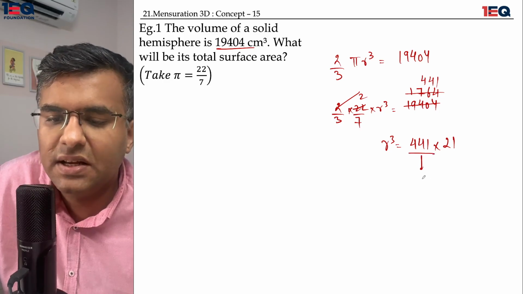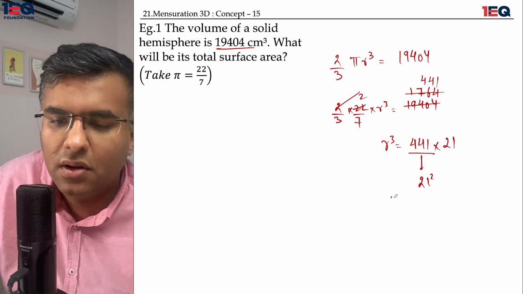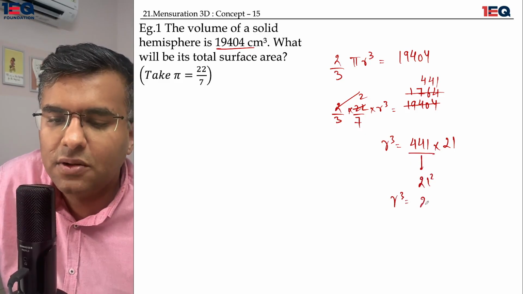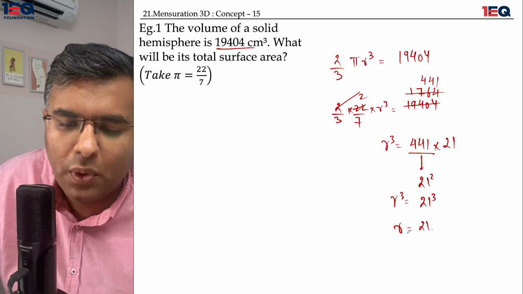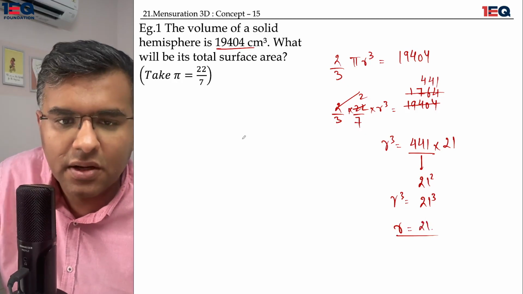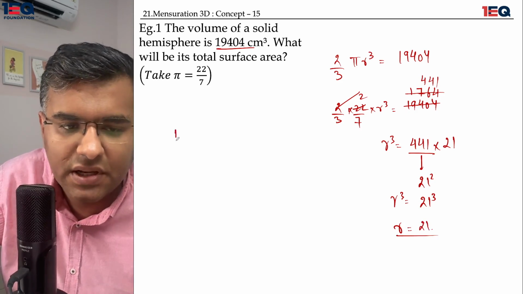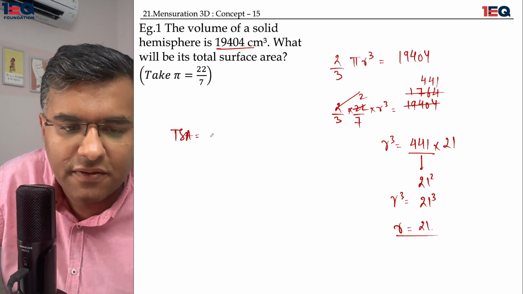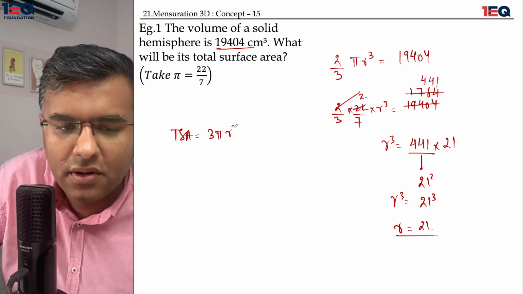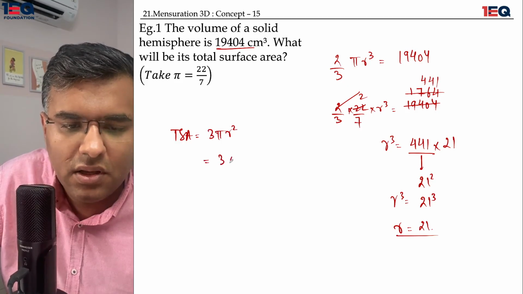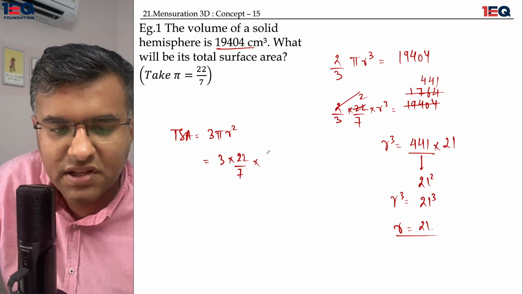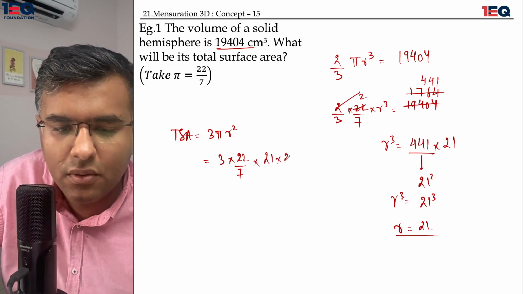441 is basically nothing but 21 square. So the value of r cube is equal to 21 cube, and the value of r comes out to be 21. The question doesn't end here. We'll have to find out the total surface area. The total surface area of a hemisphere is nothing but 3 pi r square, 3 into 22 over 7 into r, which we've just found out as 21 into 21.